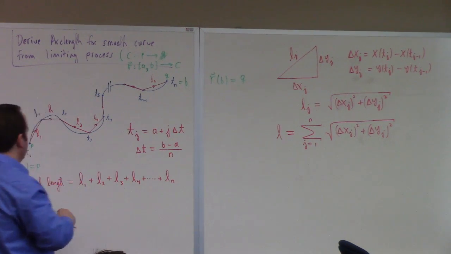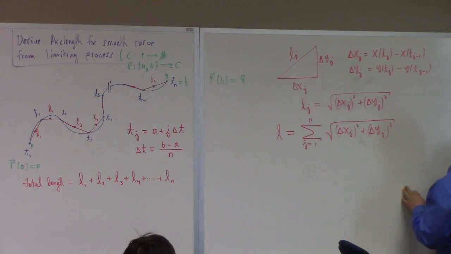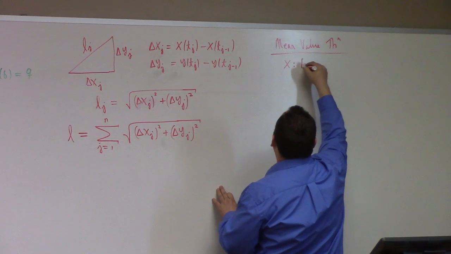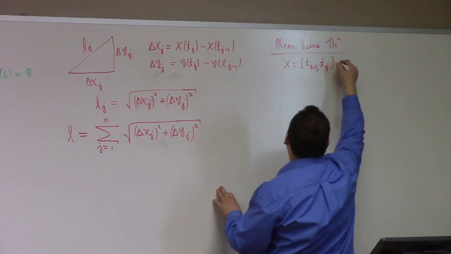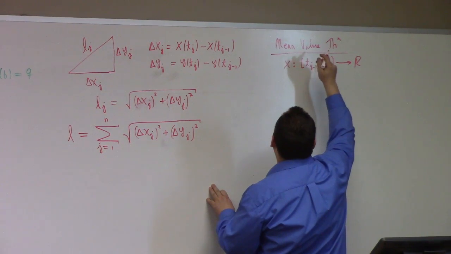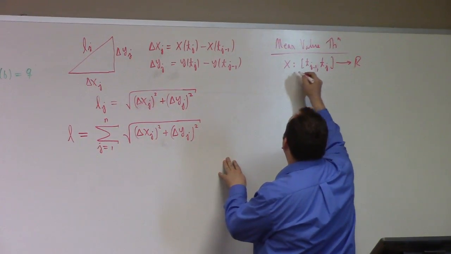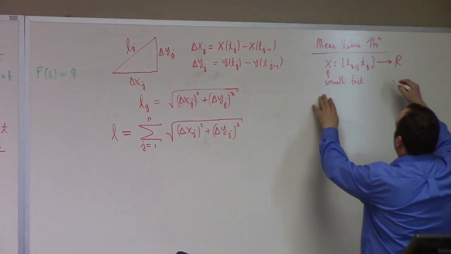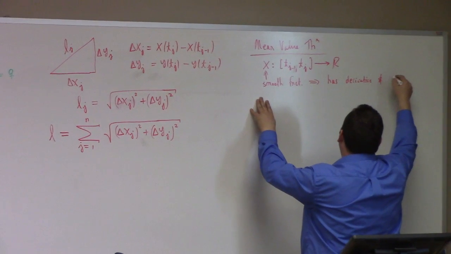So what we do is we just apply the mean value theorem. Okay, so we have x is a function from tj minus 1 to tj to the reals, and likewise for y. This is the jth x. You can restrict x to this interval, and it says that this is a smooth function, so it has a derivative and it's continuous.